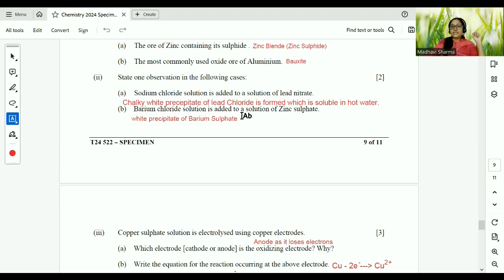Barium chloride solution is added to zinc sulfate. Yes, we just did this. Barium will combine with sulfate, zinc will combine with chloride, and barium sulfate is a white precipitate.